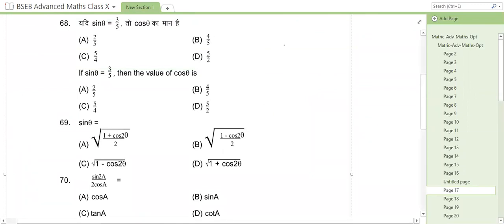How? We have a triangle with sine theta as 3 over 5, with theta, and cos theta as 4 over 5, adjacent to hypotenuse.